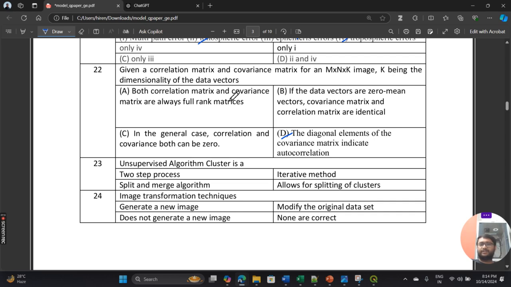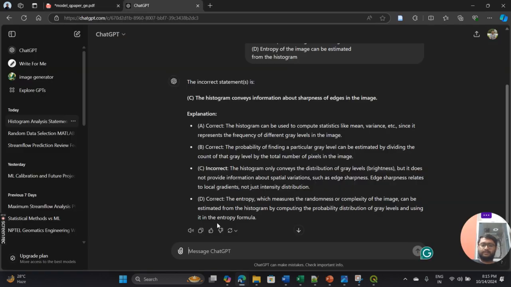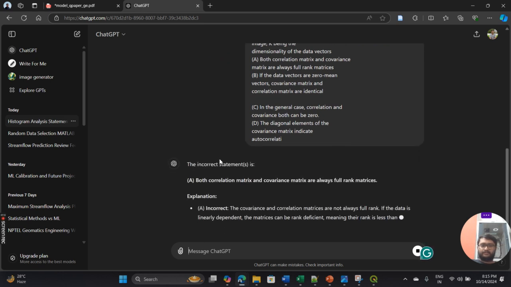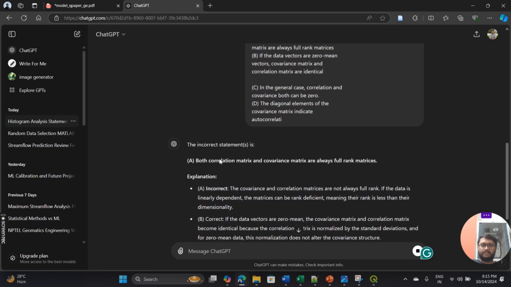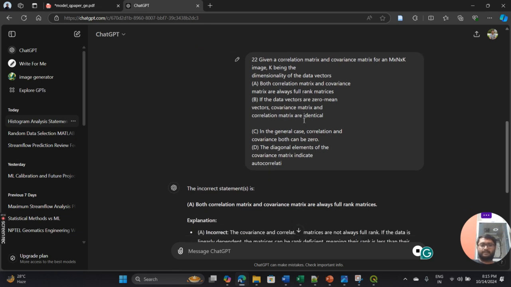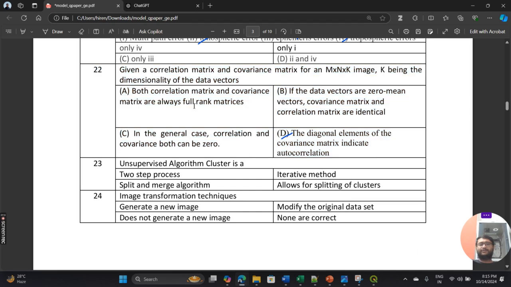Answers are not given for this question paper, so we will give this to ChatGPT and check it, because the answer key is not given for this particular model paper. So we'll check it. B. So the incorrect statement is option A: both correlation matrix and covariance matrix are always full rank matrices. Why is it incorrect? Can anyone tell? Do you know what is meant by it's always a full rank matrix?